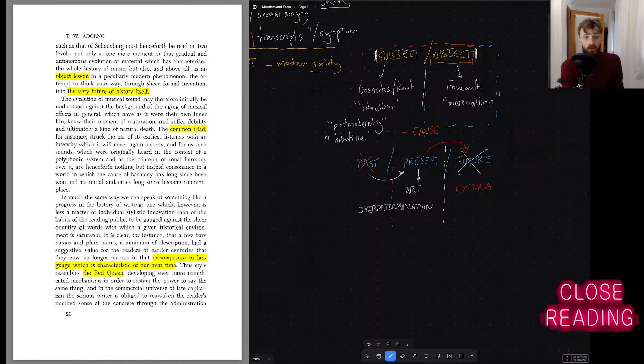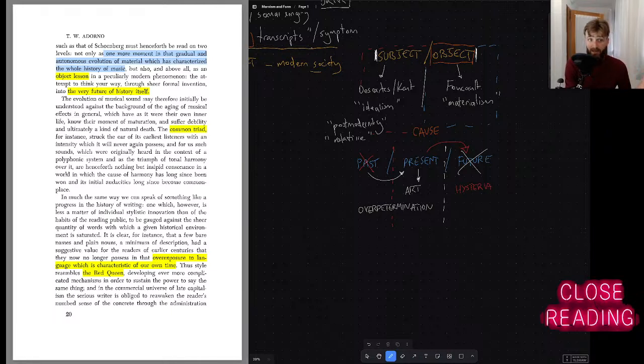Yeah, so up the top of the page here, we have: "The music such as that of Schoenberg must be read on two levels. Not only as one moment in that gradual and autonomous evolution of material, which has characterized the whole history of music." So the autonomous evolution of material would suggest that that is on the subject side, right?